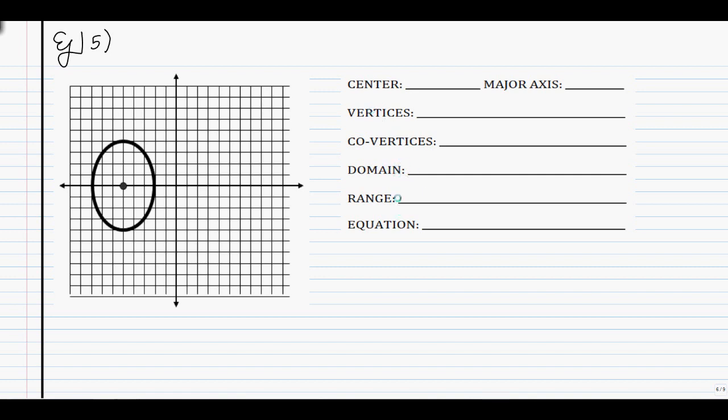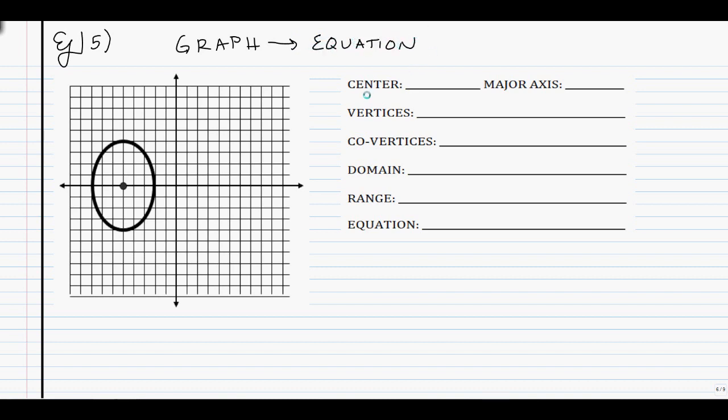I'm not going to ask for the eccentricity and foci when we do something like this and go backwards, but at the same time it's still good. So what we want to do here is take the graph and use what we know about ellipses to take the information from the graph, distill it, and get the equation. So that's our goal on this one.